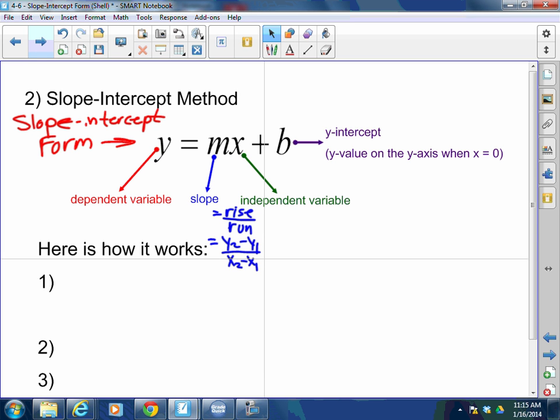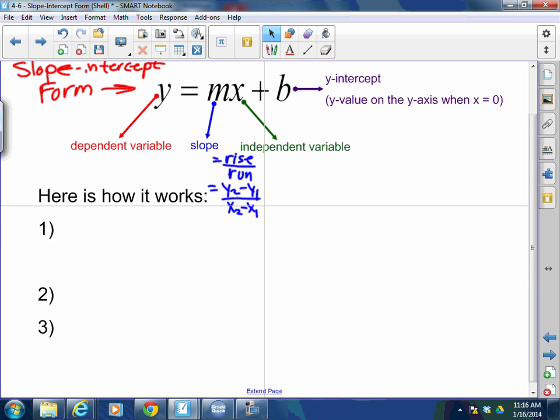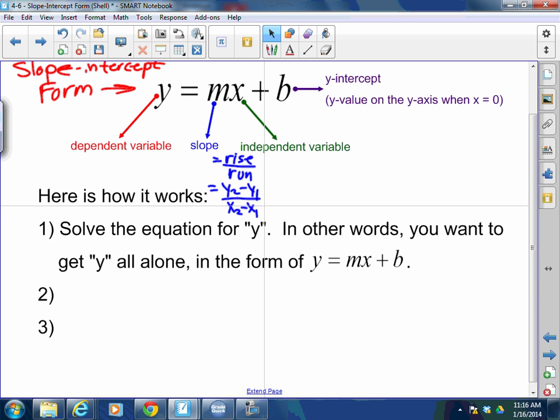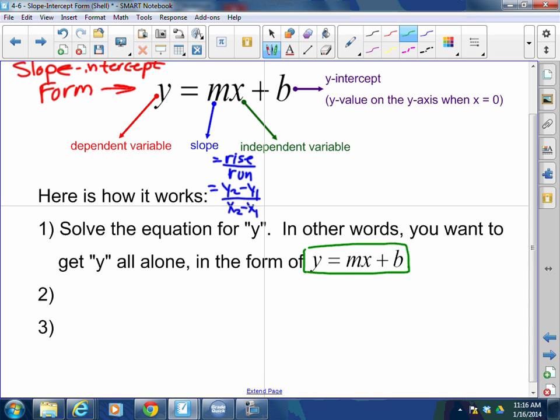If you know that, you can graph. How does it work? Step 1, solve the equation for y. In other words, you want to get y alone, and you want to solve for y so you can have the slope-intercept form y equals mx plus b.